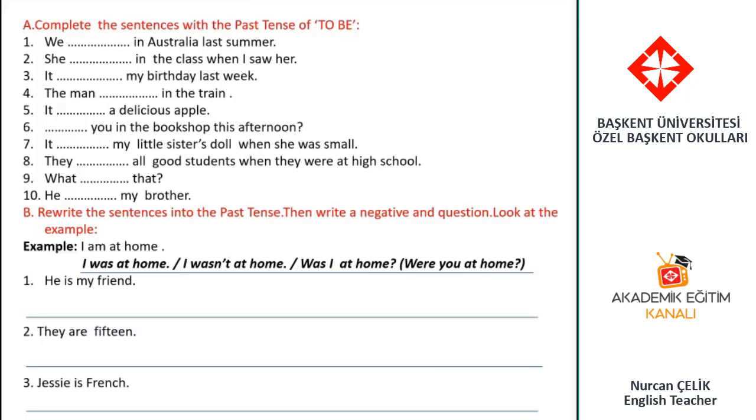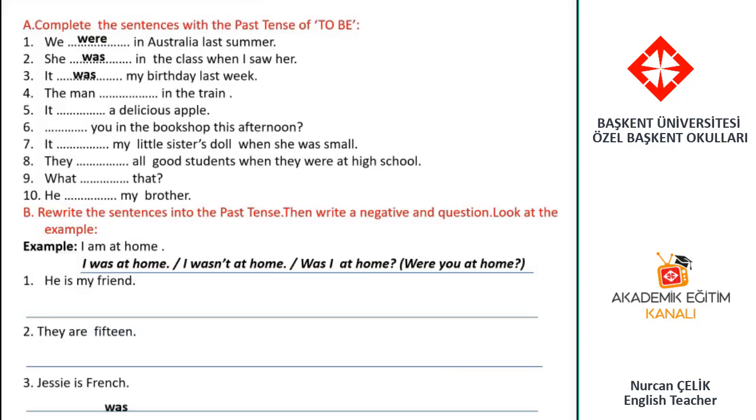Try the first one. We in Australia last summer. Okay, what could it be? Was or were? Okay, of course it's were. We were. The second one, she in the class when I saw her. We use, of course, was. She was in the class when I saw her. I'm sure you did it right. Let's try the third one. It, that's right, was my birthday last week.